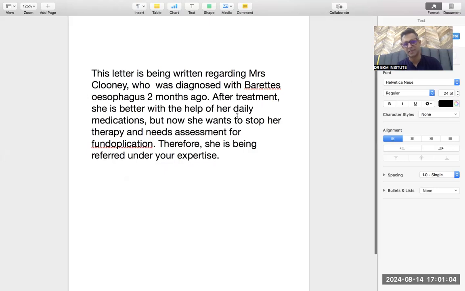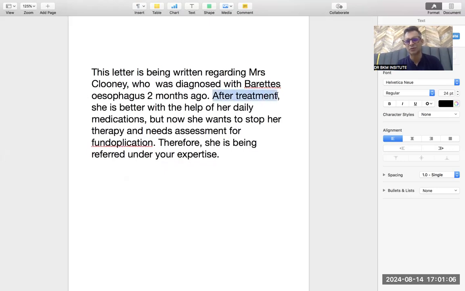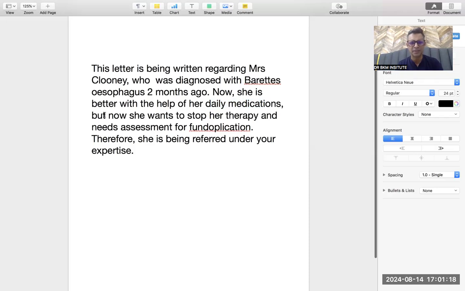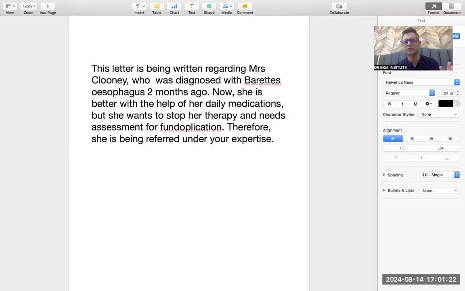After treatment, she is better. This line is not suiting, so I will say, now she is better because I'm using medication. So medication is also treatment. That is why fluency is getting disturbed. So now she is better with the help of her daily medications. But now we don't know, she wants to stop her therapy and needs assessment. Now this is better. This will go in flow.